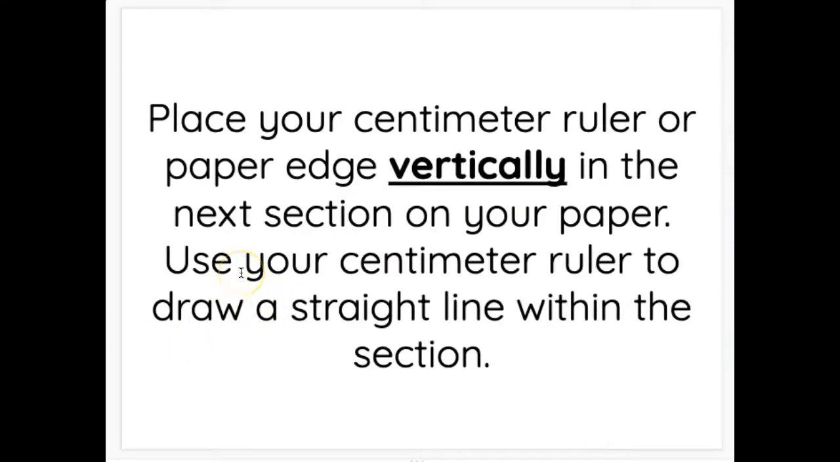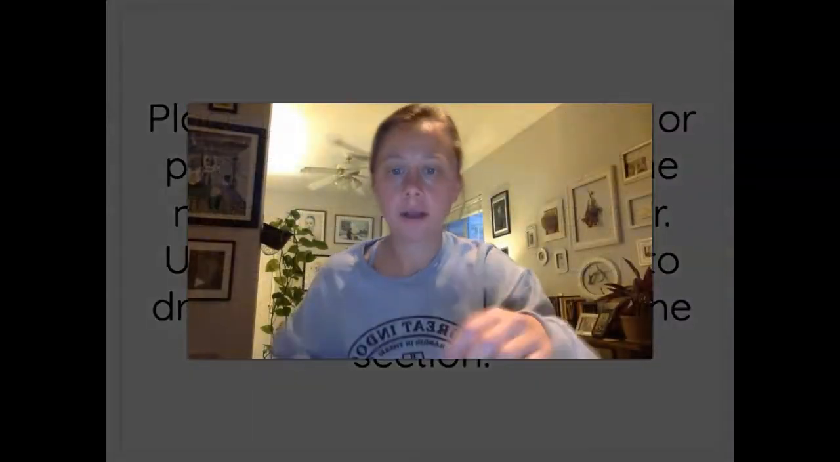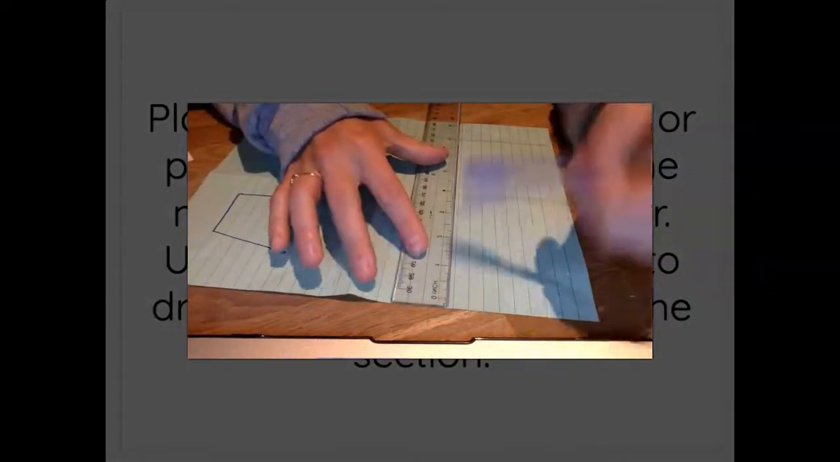Okay, now we're going to do something a little bit different. I want you to place your ruler vertically or your paper edge vertically in the next section on your paper and use your centimeter ruler to draw one straight line. Remember, vertically means up and down, so watch me. Okay, if you have a ruler, you can just draw your ruler and we're going to draw an up and down line just like that.